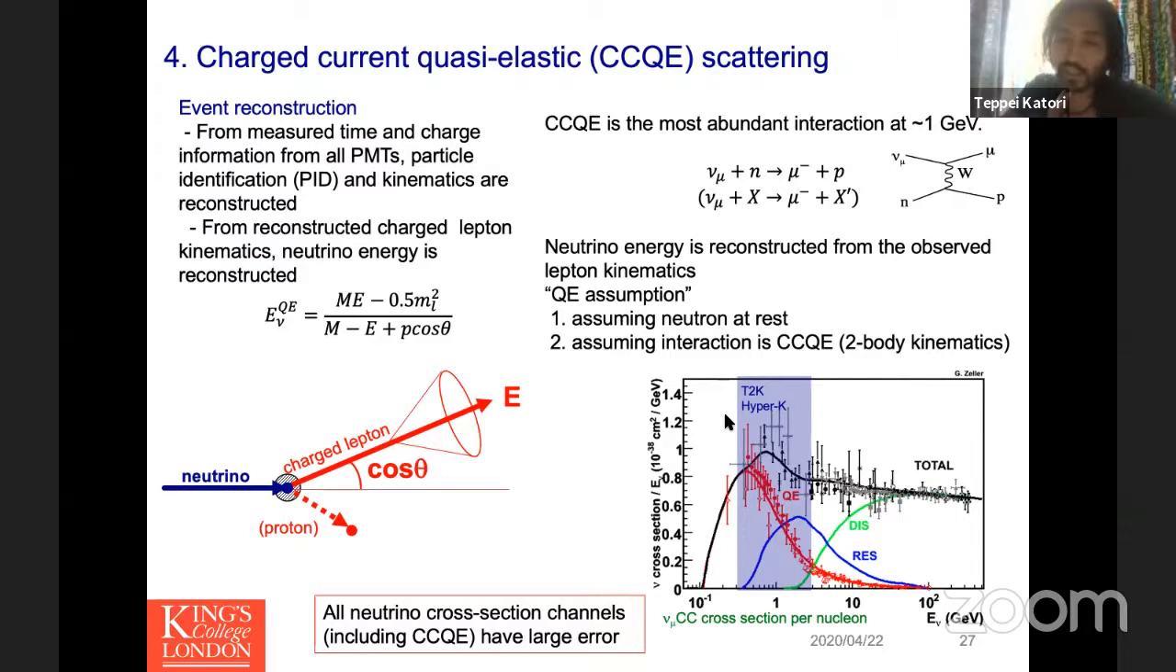There are some assumptions, and I call them the QE assumption. The first is that the target neutron is at rest. And the second assumption is that this is a CCQE interaction, because when you reconstruct the neutrino energy, you are using the information that it is a two-body interaction.